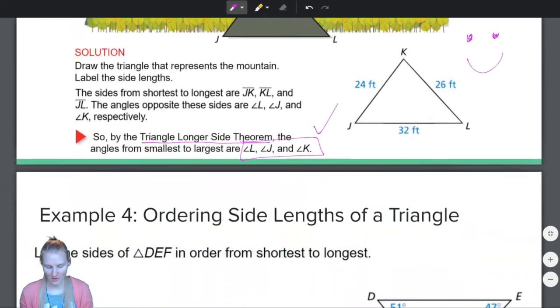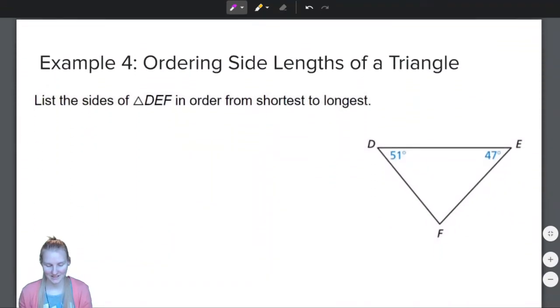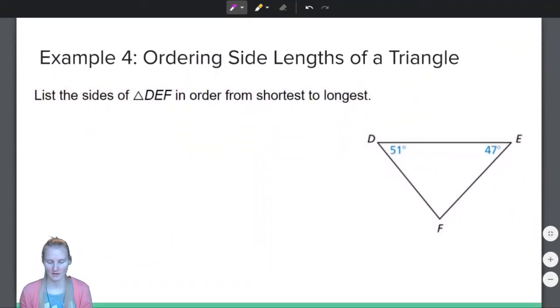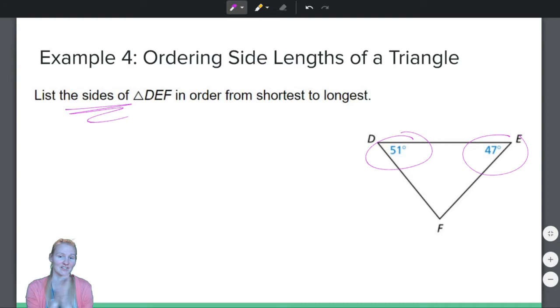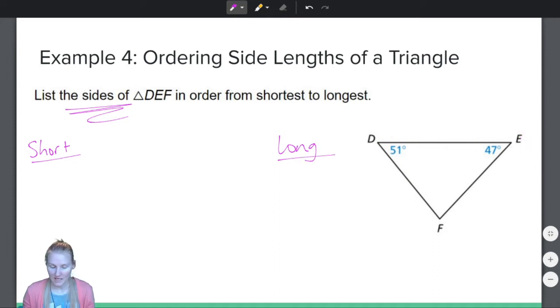Alright, let's move on to our next example, ordering side lengths of a triangle. So now they gave me some angles and I need to know which sides are the shortest and longest. So we're going to put the shortest side over here, and we're going to put the longest side over here. In order to know what is the shortest side, I need to find the smallest angle.